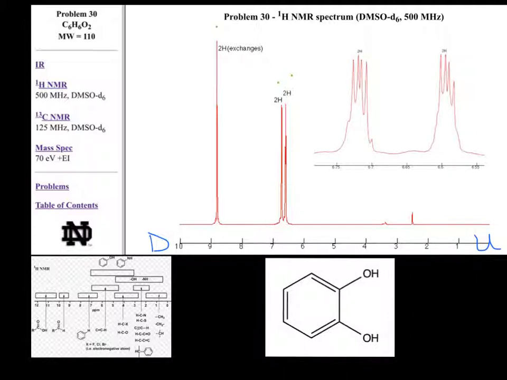Next, we can look at how many peaks are in each signal. And we follow the formula N+1 to calculate the number of peaks found in each signal. N is the number of neighbors that each hydrogen group sees in the structure. So if you have 2 neighbors, plus 1 would be 3 peaks. When we look at the peak furthest downfield, we see that we have 1 peak.